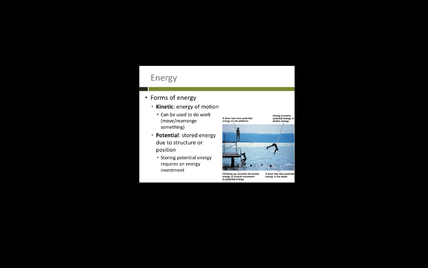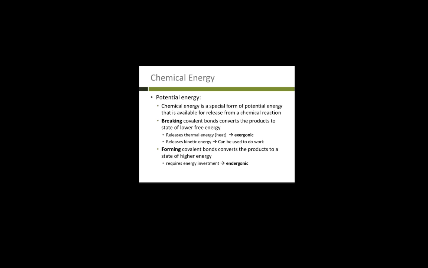Chemical energy is a special type of potential energy, and this is the energy that is stored within the bonds of a molecule. When you break covalent bonds, you're going to take the products from a state of higher free energy to a state of lower free energy. Since you are going down in energy state, you're going to be releasing energy. A lot of energy in the cell is actually released as thermal energy, heat. So when you break covalent bonds, it's exergonic. It means it's releasing energy.